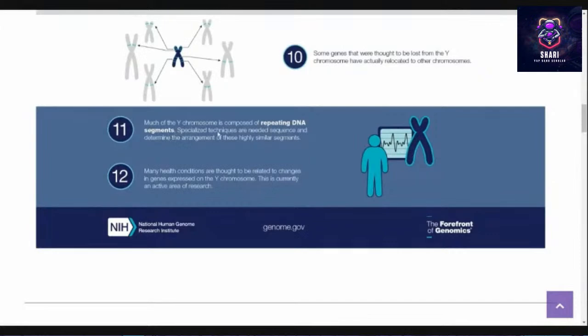Number 11, much of the Y chromosome is composed of repeating DNA segments. Specialized techniques are needed to sequence and determine the arrangement of these highly similar segments. All right, so they're talking about DNA sequencing, which is what happens when you send off your DNA sample, your saliva or your swab, to these ancestry companies. They have a huge machine or a chip, some type of advanced technology that sequences your DNA. And this is how they're able to give you a Y chromosome haplogroup, because they've sequenced it and they've seen the repeating DNA segments on that chromosome.